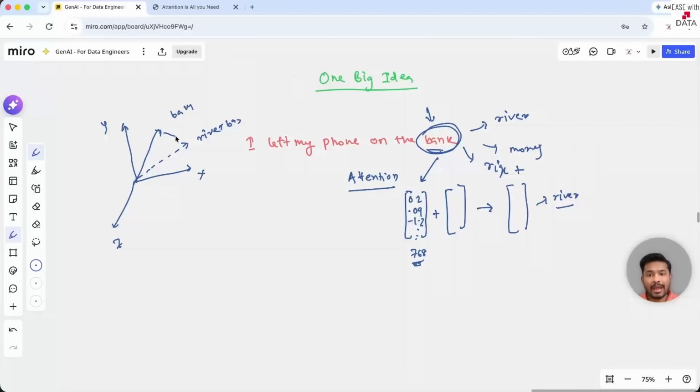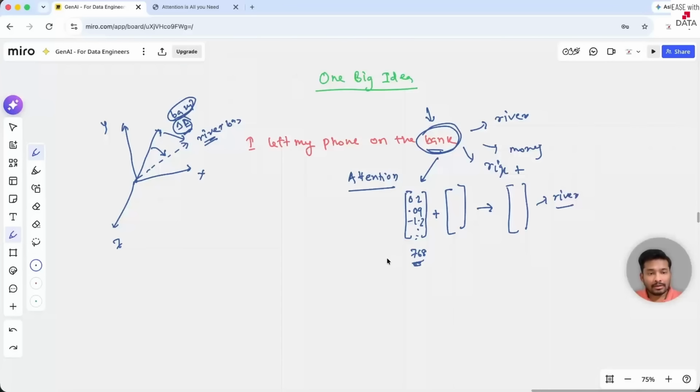then we need to add something to this bank. This is the extra portion that we would add to the embedding of bank to make sure that it points towards river bank. This is how we enrich each embedding within transformers to make sure that they point in the correct direction based on the meaning they understand from the whole statement. This is the simple idea on which the transformer is built.